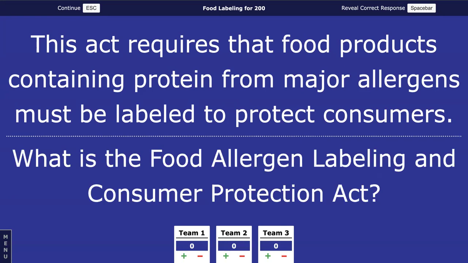And if you do have an allergy, this act is so helpful because if you look at the back of a label of any processed food, it always says contains this in bold, and that is super helpful so you don't get an allergic reaction. So grateful for this act.